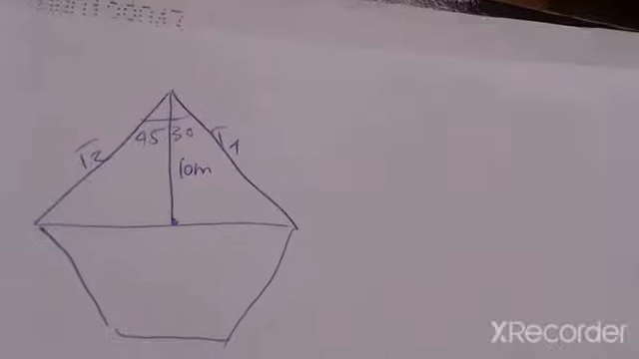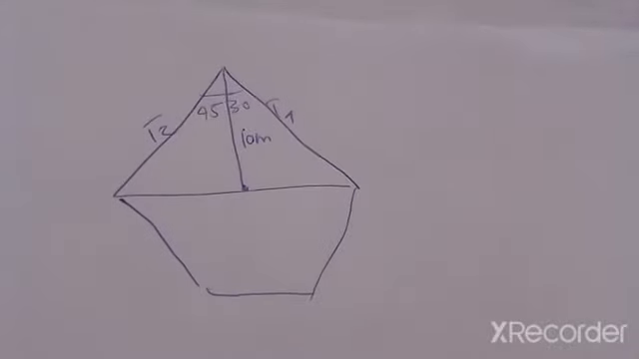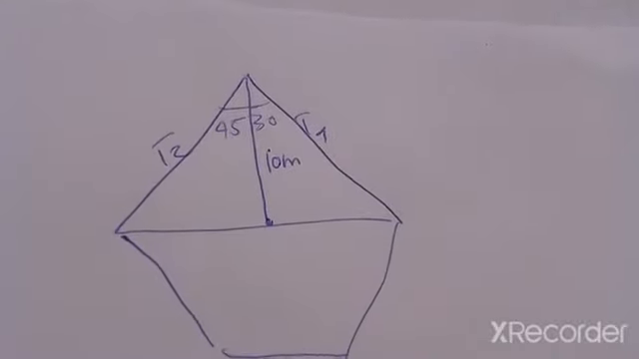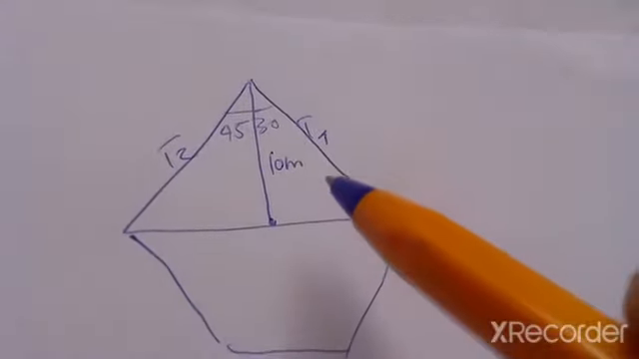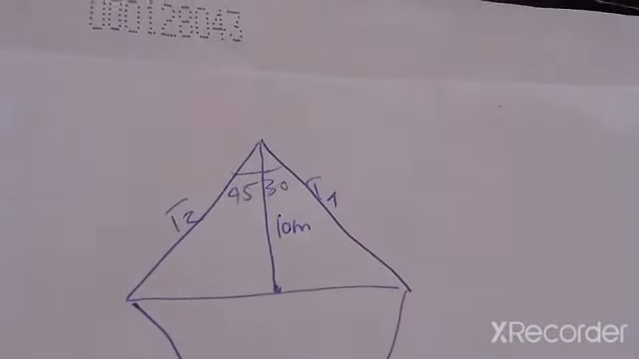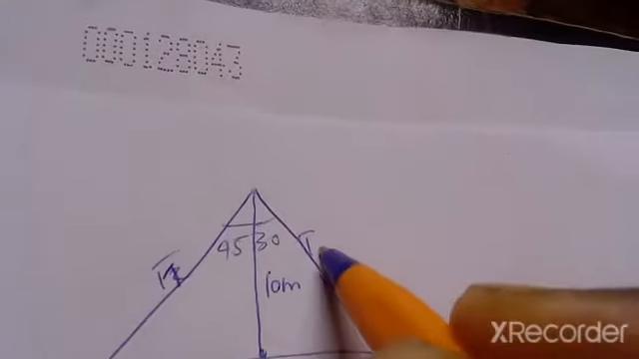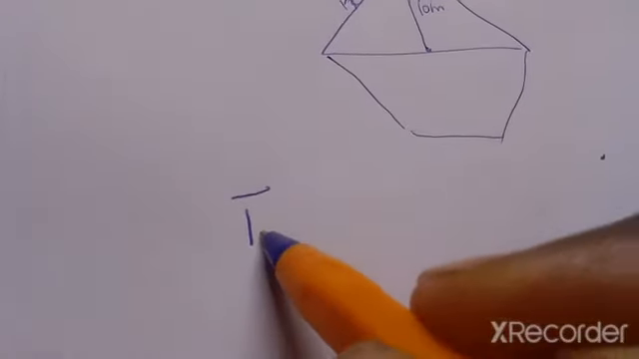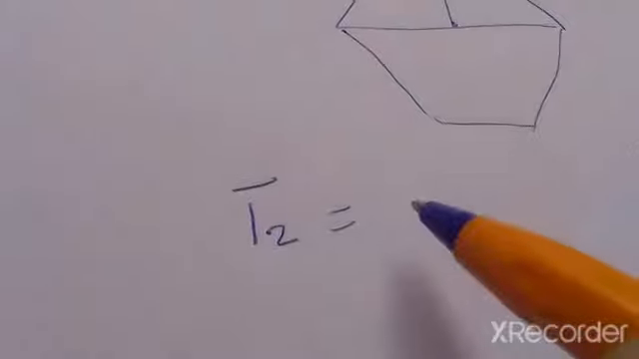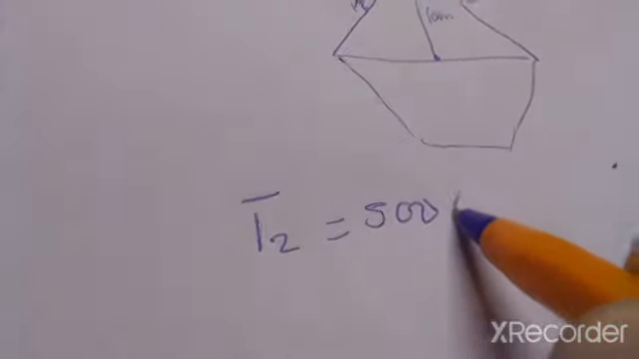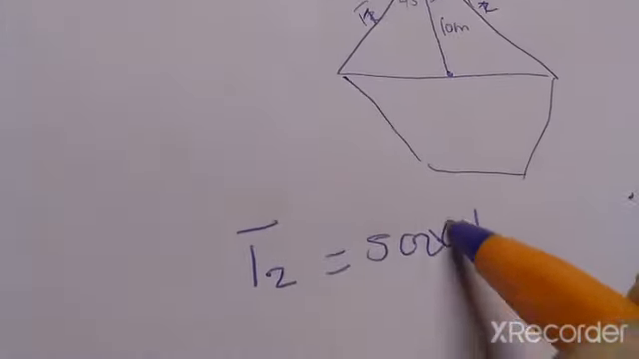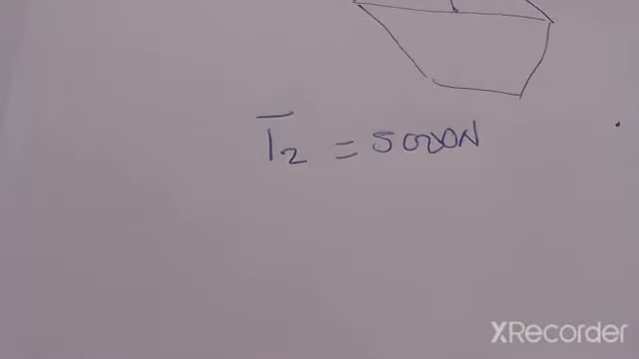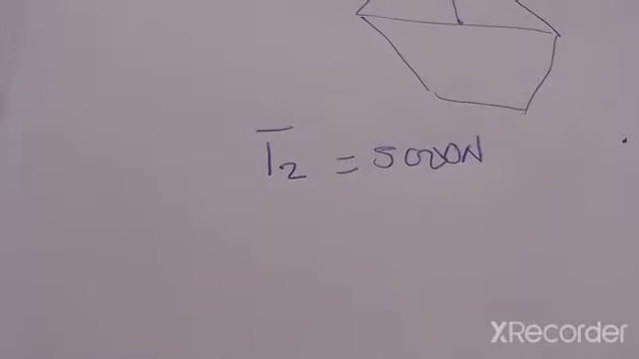Okay, so this is the board that I managed to draw. The tension, this is T1 and this is T2. T2 has been given to us as 5,000 newtons. We want to find out what T1 is.